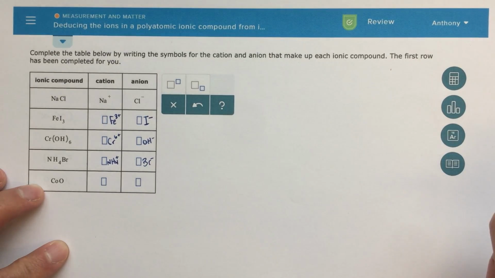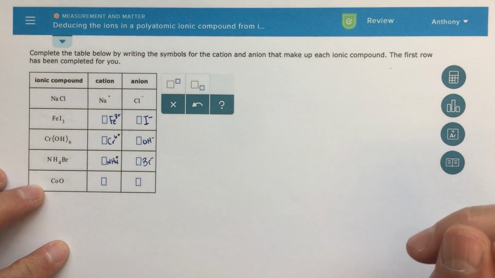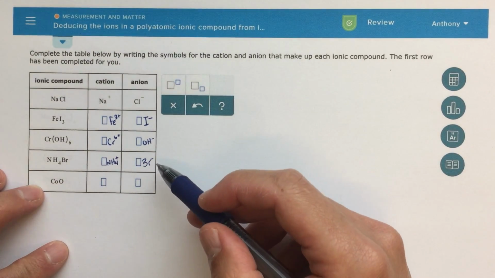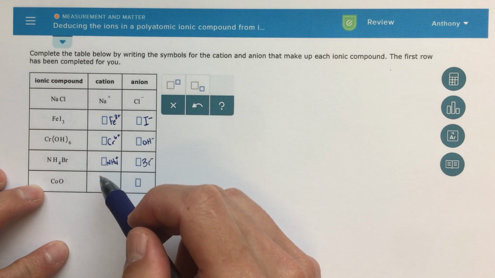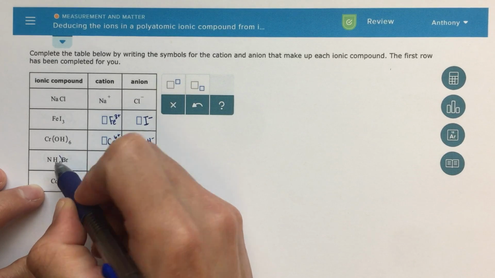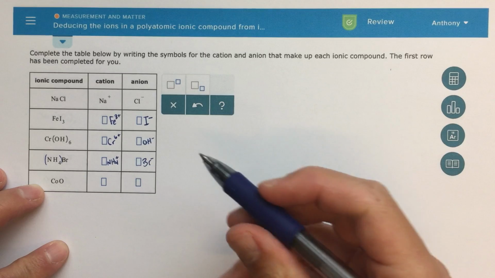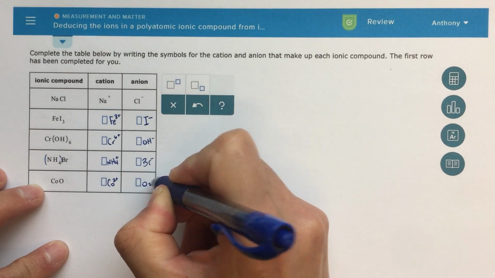That will tell you what the charge on NH4+ is, so you could actually figure that out, right? If you weren't sure what the charge on NH4+ was, you could use the fact that Br should be -1. Since it's a 1-to-1 ratio, that whole NH4 piece has a +1 charge. For cobalt, it's going to be cobalt 2+ and oxygen 2-.